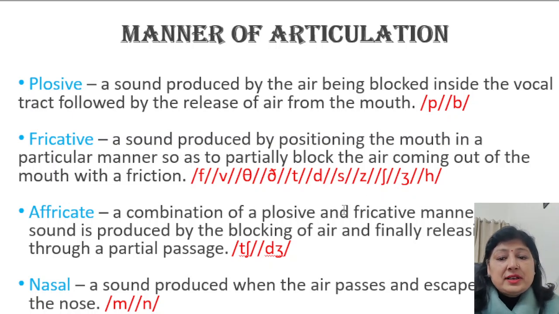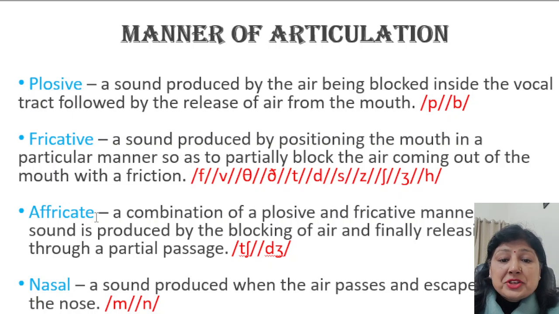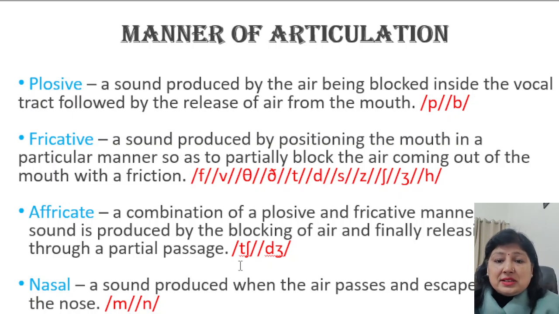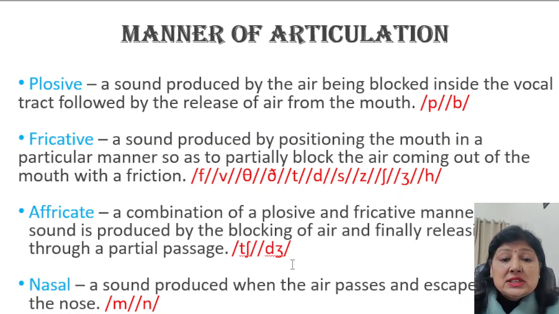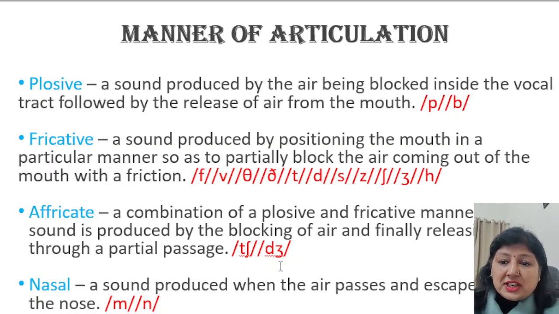The next category is affricates. Affricates are a combination of plosive and fricative manner, in which sound is produced by the blocking of air and finally releasing it through a partial passage, not the full passage as was the case in p and b. Here the air comes out from the partial passage, as is the case in ch and j. So only from a partial place, air comes out with an explosion.